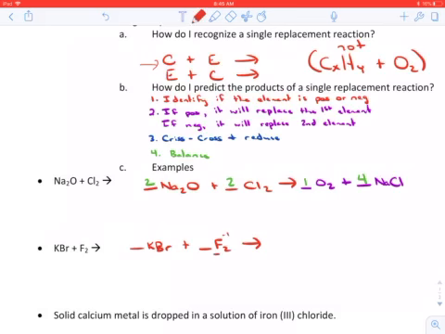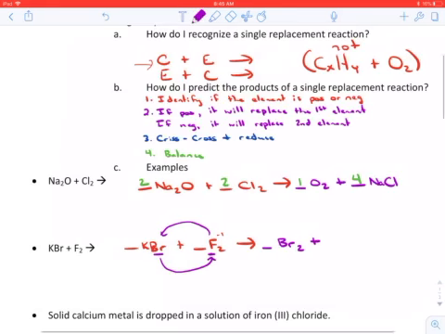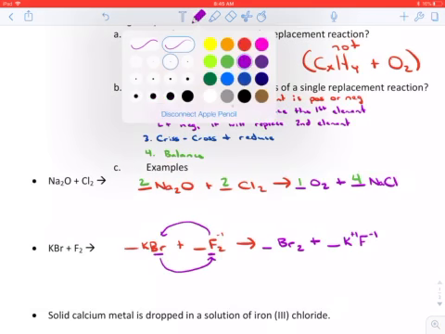So that means F, if negative, will replace the second element. So F is going to kick out Br, much like that first example. So F and Br are going to switch places. So Br is now going to be chilling by itself, and we know Br is diatomic, or part of the Hofbrinkel. And then plus K, we always list the positive one first, is going to now be with F. So our next step says to crisscross and reduce.